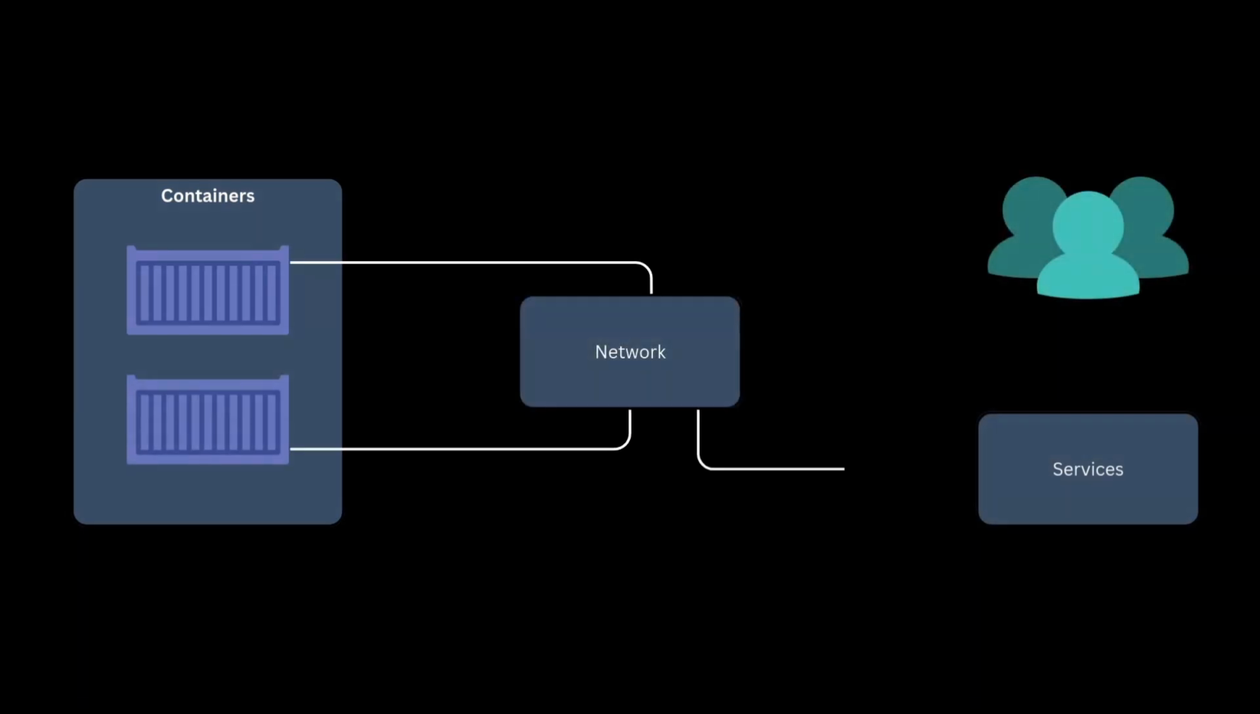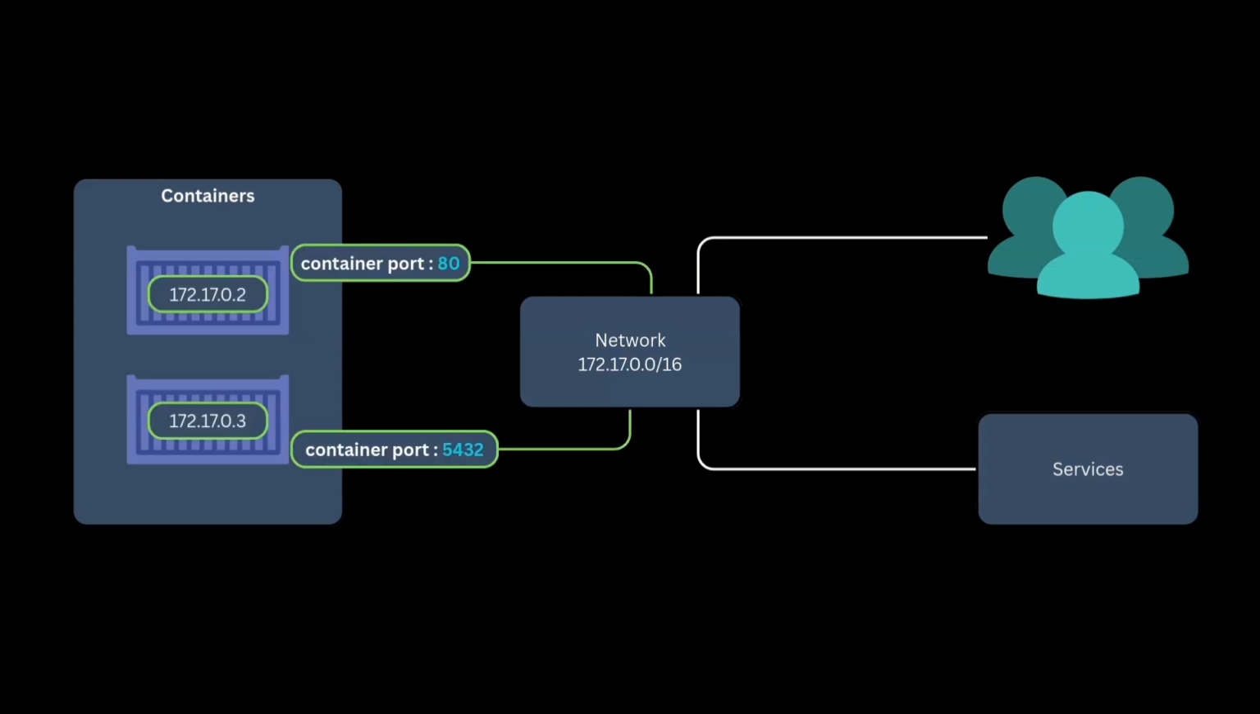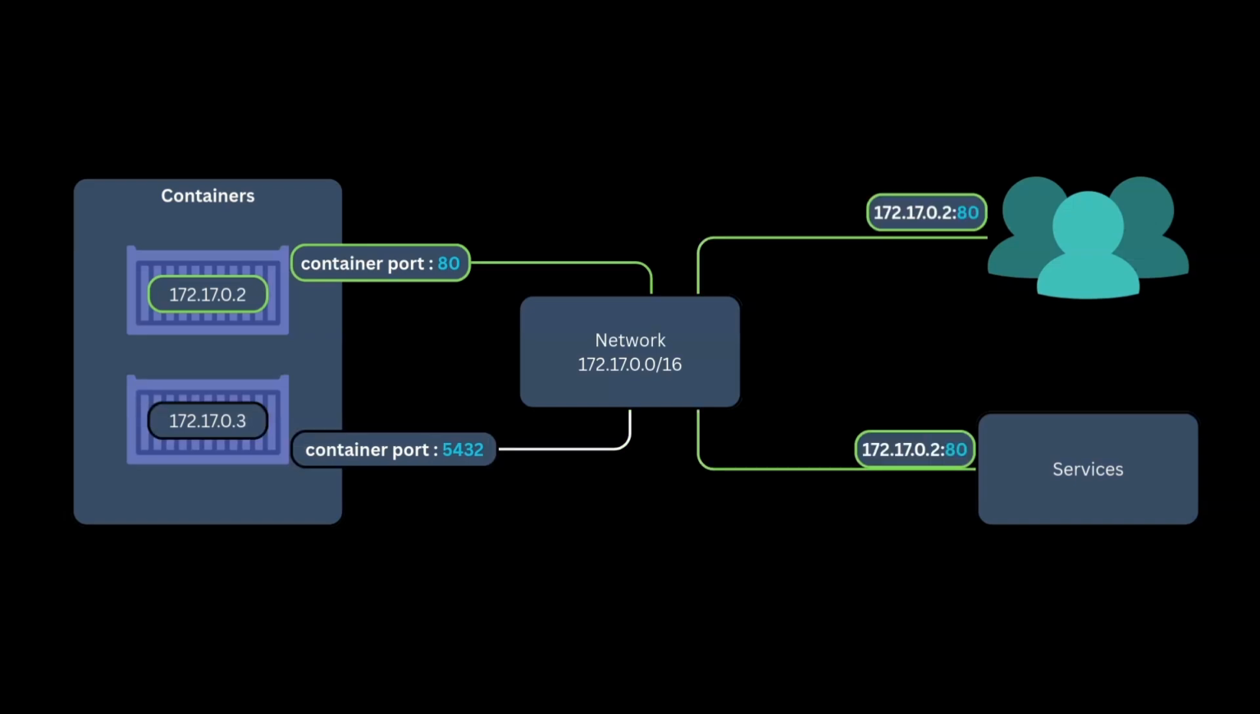Containers rarely work in isolation. They often need to communicate with other containers, external services, and users. Docker networking enables this communication while maintaining isolation between containers. Docker network assigns each container an IP address. Containers on the same Docker network can communicate with each other using the container's name, while external users can access the containerized application through published ports.